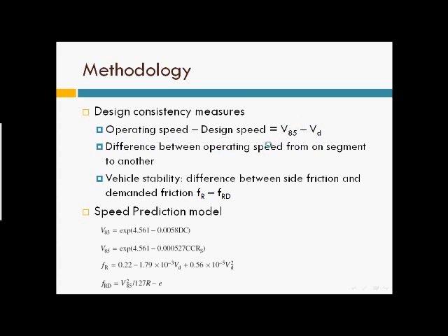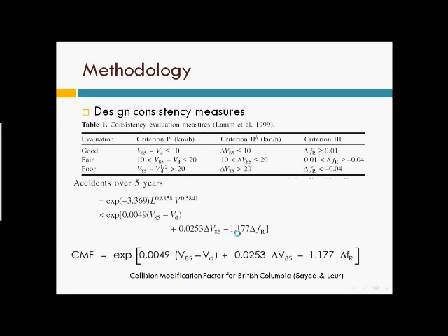The difference between the operating speed from one segment to another segment is also a very important measure. Then the vehicle stability, which is the difference between the side friction and the demanded friction, FR minus FD. We can get the values of FR, FD, and V85, which is the operating speed, by using the speed prediction model and these equations. So if we have a very small difference, we have a very good evaluation. If the demanded friction is bigger than the friction that is available, we have a negative value, and we have a very poor design from a consistency measure point of view.